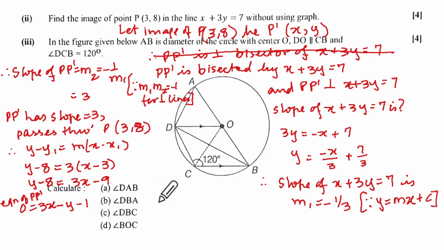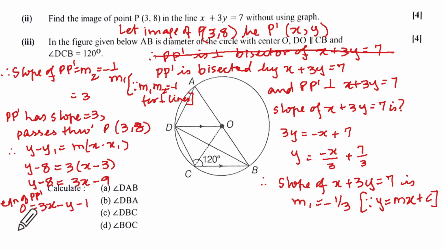After that, how will we go about? We can use simultaneous equations to find the point of intersection. I will have to find the intersection.